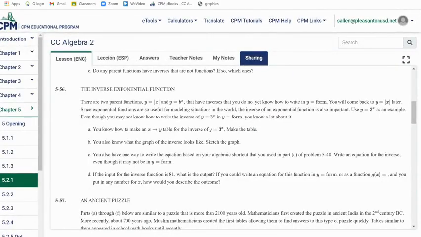And since exponential functions are so useful for modeling situations in the world, the inverse of an exponential function is also important. So you're going to use y equals 3 to the x as an example. Even though you may not know how to write the inverse of y equals 3 to the x in y equals form, you know a lot about it. So when they say you don't know how to write it in y equals form, that's true, right? We can switch it and say x equals 3 to the y, but we generally always want to write our equations in y equals form if we can, because when we graph them on a graphing calculator, they have to be in y equals form.